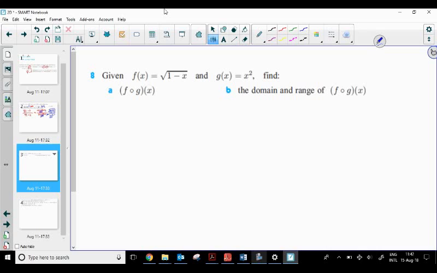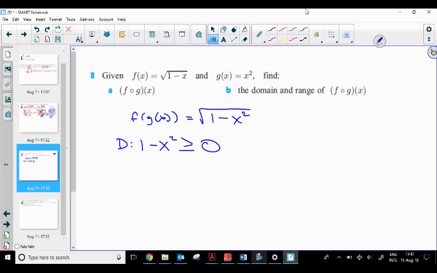Here's another fun one. We're going to compose f and g here. F is the square root of 1 minus x, so I'm going to put x squared into that. So f of g is going to be the square root of 1 minus x squared. I know for the domain that I need 1 minus x squared to be greater than or equal to 0, since it's a square root function.